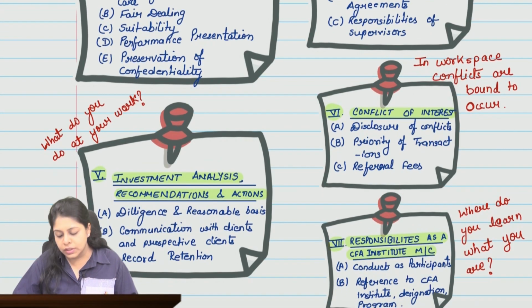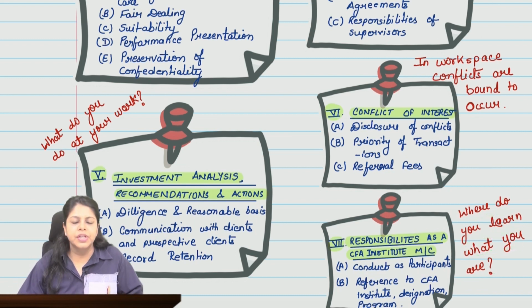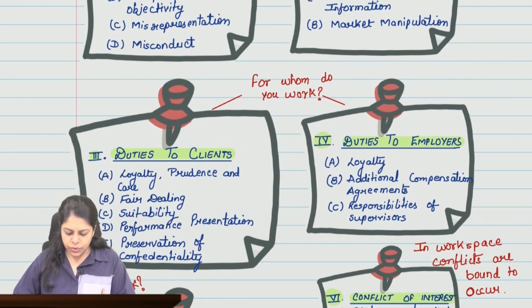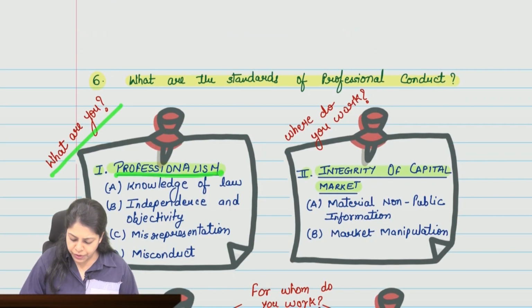Now last but not the least, where do you learn what you are? You are a professional. Where do you learn to be a professional? In CFA Institute. So your roles and responsibilities as a CFA Institute member or candidate, this is your 7th standard. So I hope I've made it very simple for you. What are you? You are a professional. So the first standard is professionalism.